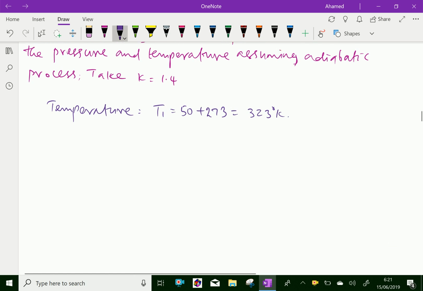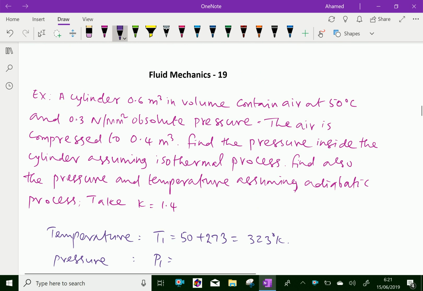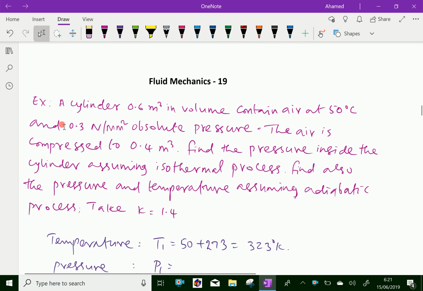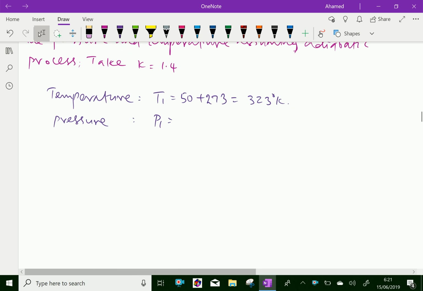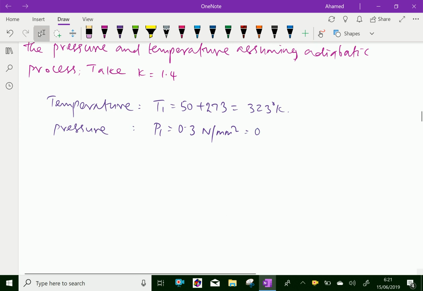Pressure, that is initial pressure P1 equal 0.3 Newton per mm square, which is equal to 0.3 into 10 power 6 Newton per meter square.